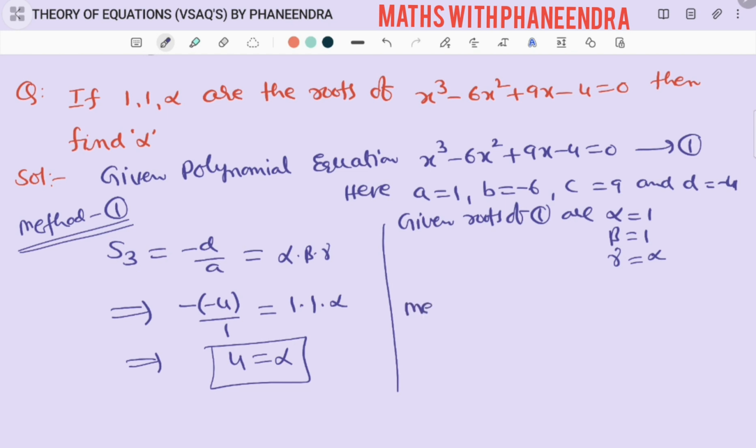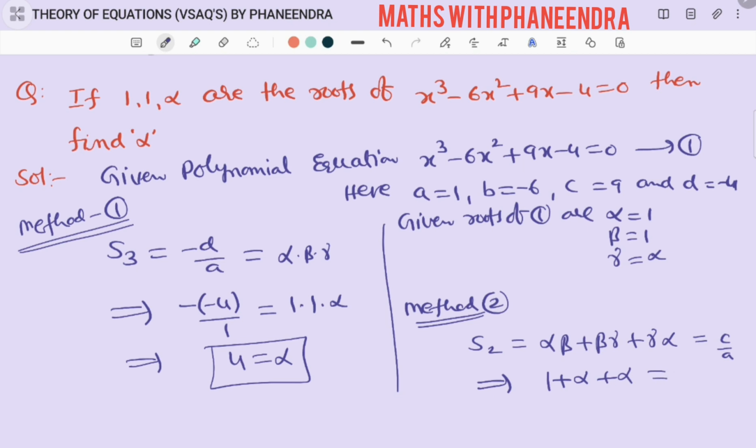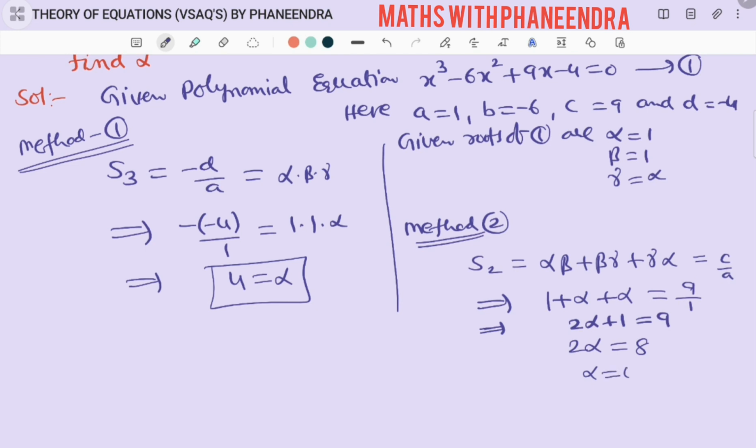In method 2, we can take the product of the roots taken two at a time, S2. S2 is alpha beta plus beta gamma plus gamma alpha, which is equal to C by A. So alpha beta is 1 into 1, beta gamma plus gamma alpha, where C value is 9 and A value is 1. So 2 alpha plus 1 is equal to 9. 2 alpha is equal to 8, alpha is equal to 4. So either way we get alpha value as 4. I hope you understand these rules. We'll move on to the next question.